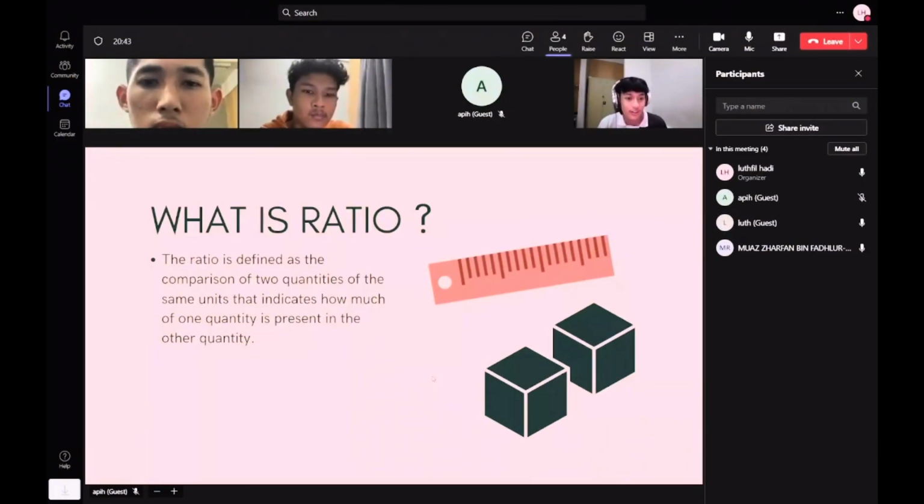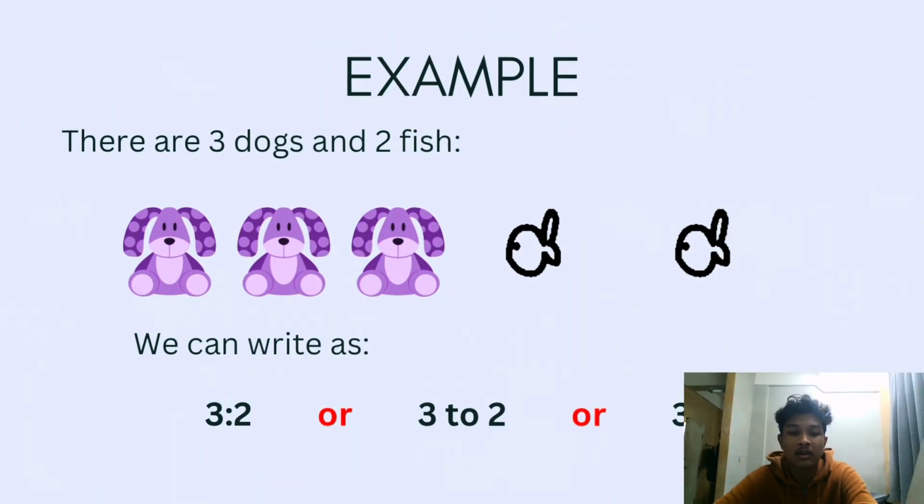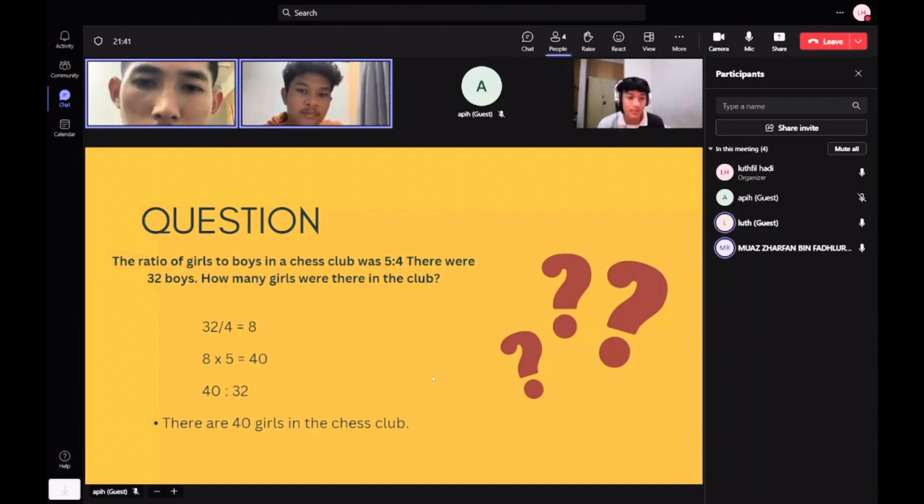Thank you, Api, for the definition of the ratio. Can you give an example of ratio? This is an example of ratio. There are 3 dogs and 2 fish. We can write that as 3:2, or 3 to 2, or 3 and 2. Thank you, Api, for the example of ratio.